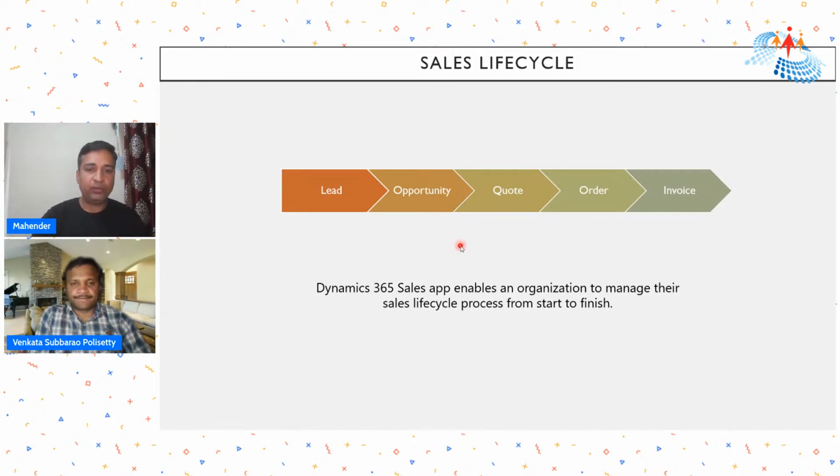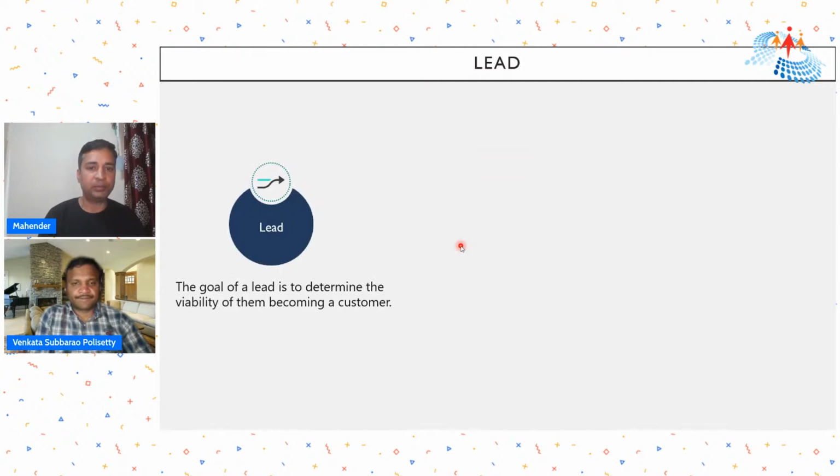So now we know that sales process. Let's jump into how we capture that lead. The basic idea of the lead is to identify that the customer is inquiring for some services or the product, and whether they are really going to become our customer or not. So we store the basic information on the lead, and then we work on that.